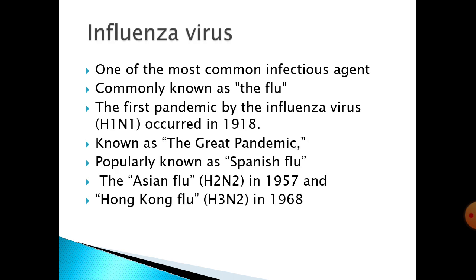Influenza virus is one of the most common infectious agents. It is commonly known as the flu. The first pandemic by the influenza virus H1N1 occurred in 1918. It is known as the Great Pandemic, popularly known as Spanish flu. The Asian flu H2N2 occurred in 1957 and Hong Kong flu H3N2 occurred in 1968.